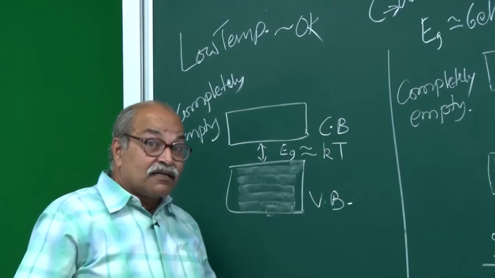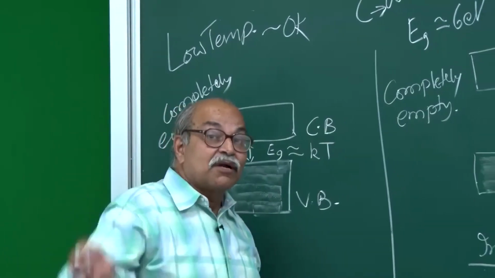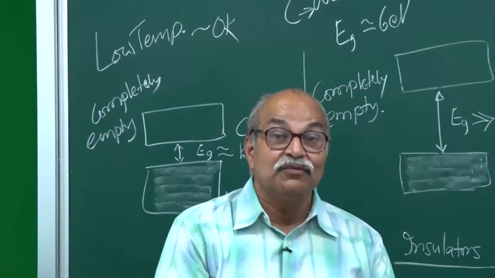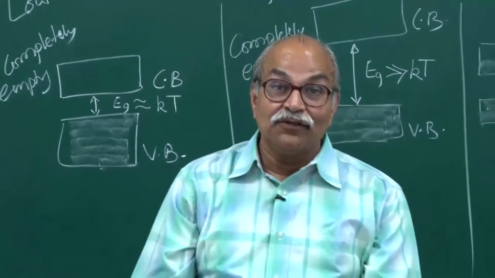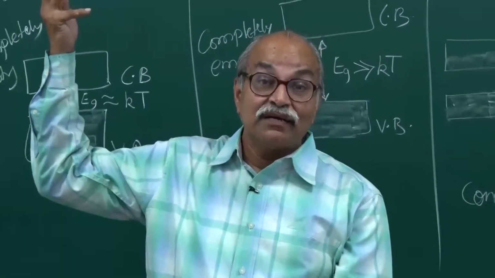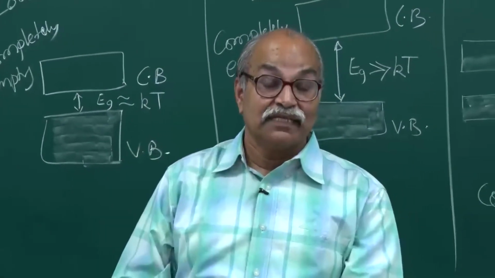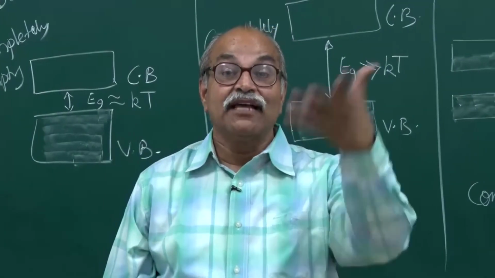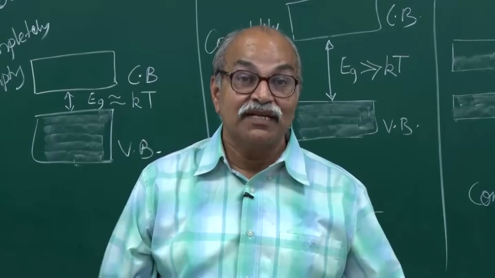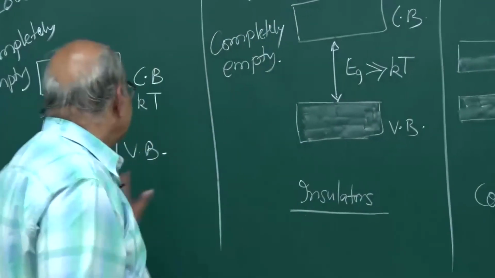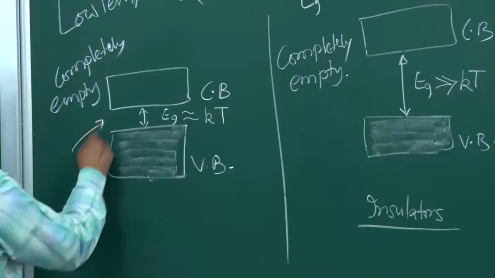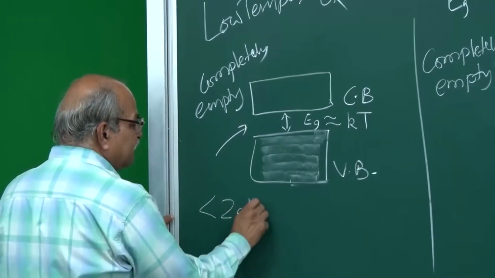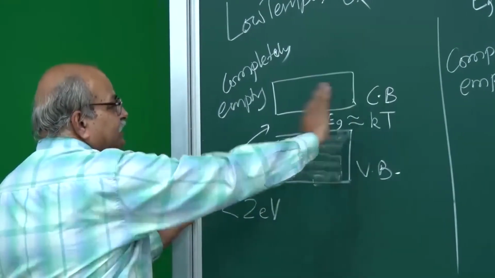Because the number of particles is very large, 10 to the power 23 particles, even if the probability is as low as 1 in 10 to the power 10, there are 10 to the power 23 particles, so you will have a significant number of interactions in which the energy exchange will be 10 times kT or 20 times kT or 40 times kT and so on. So, anything, let us say, less than 2 eV or 3 eV is under this category.